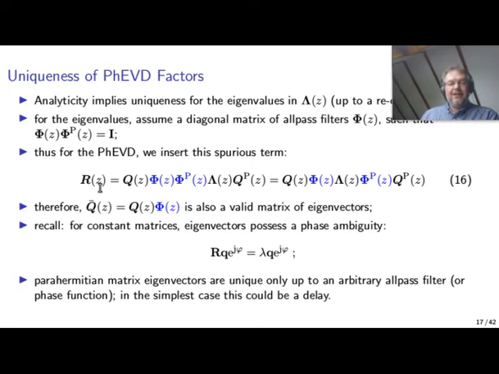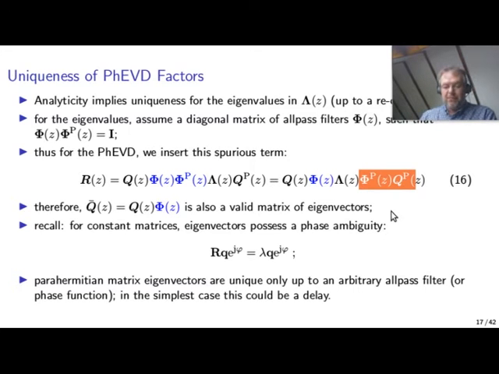And if we take the decomposition from the previous page with Q(z), lambda, and Q Parahermitian here, then we can introduce a spurious term that multiplies out to an identity. And because we can rearrange the order of diagonal matrices, we can rearrange this and now associate these phase terms phi here with our eigenvector matrices, with these paraunitary matrices. And that means that any valid eigenvector can be multiplied by an arbitrary all-pass filter that modifies the phase, doesn't modify the magnitude, and we still have a valid eigenvector afterwards.